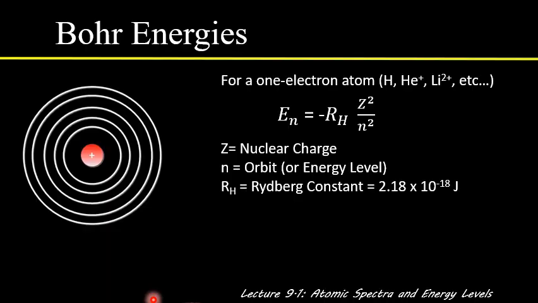We talked about these variables, but I'll mention them again. Z is the nuclear charge, so for hydrogen that would be 1, for helium 2, for lithium 3, and so forth. n is the orbit, or as we'll see in a little bit, energy level, and R_H is the Rydberg constant. We had this up on the last page, and the value for that is 2.18 times 10 to the negative 18 joules.